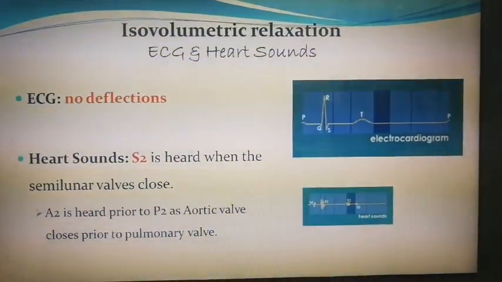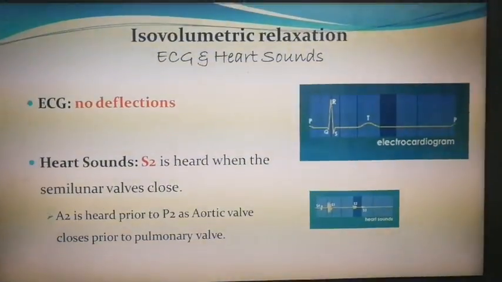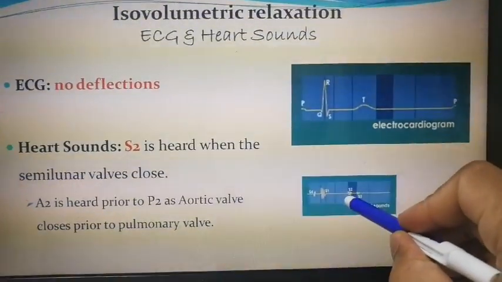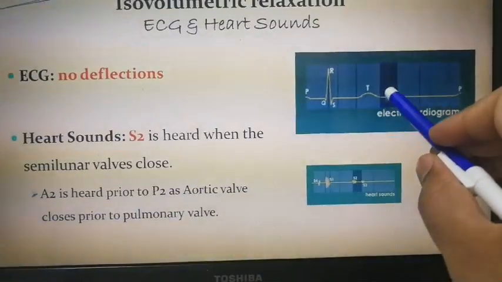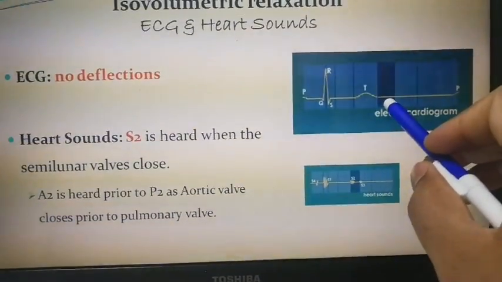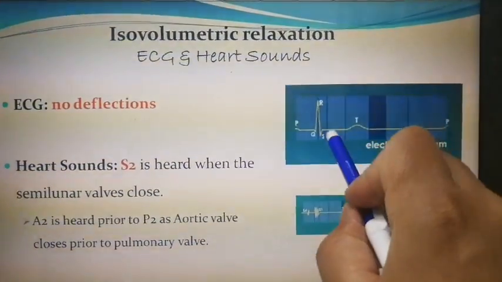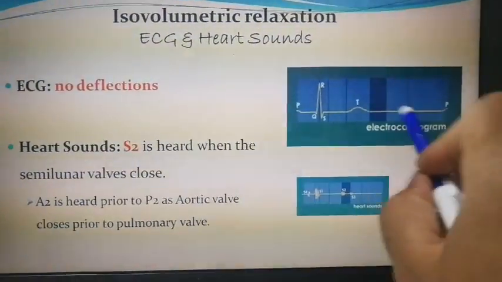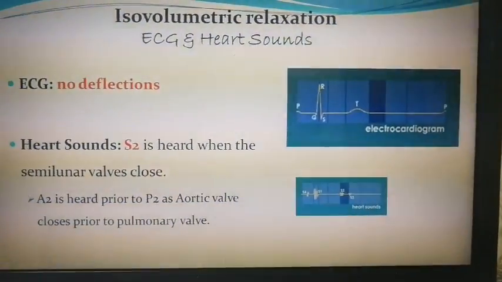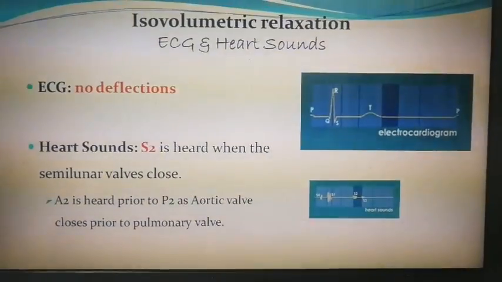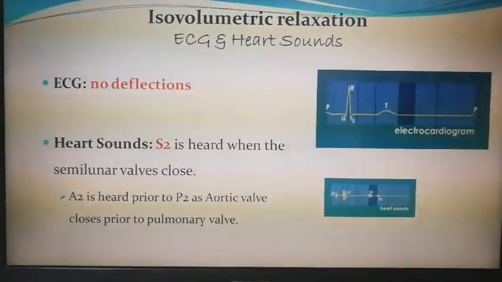You can see here the S2 heart sound. This is the S2 heart sound, but in this dark blue part, there is no ECG deflection. There is an isoelectric point. This straight line is called the isoelectric point. So the ECG has a P wave, QRS complex, T wave, and isoelectric points.